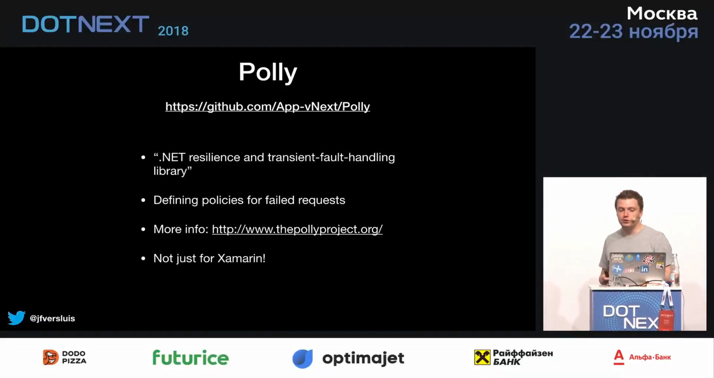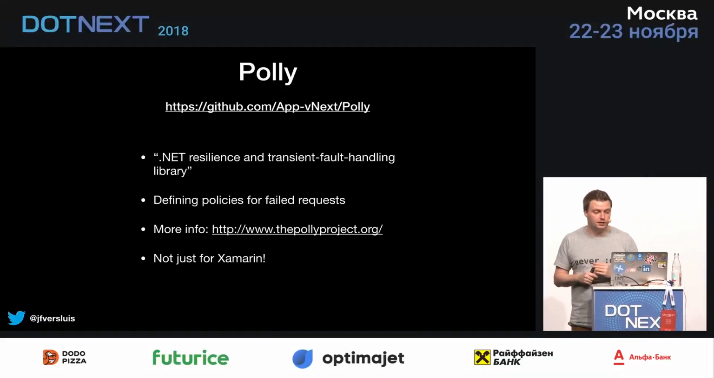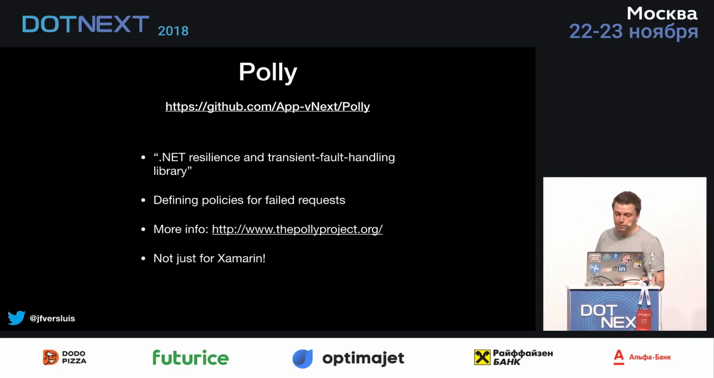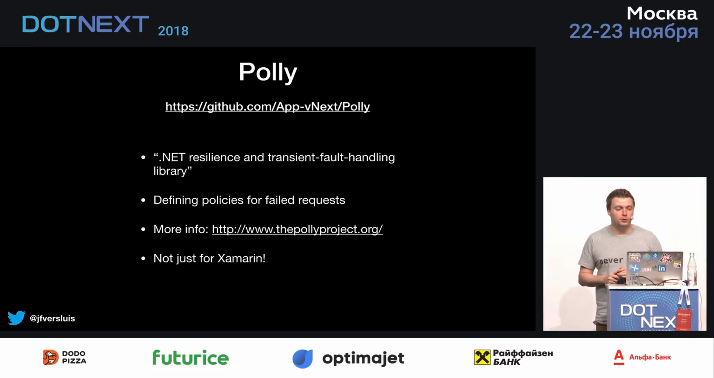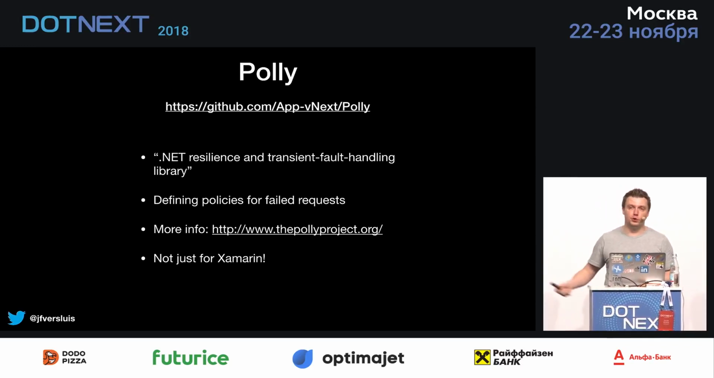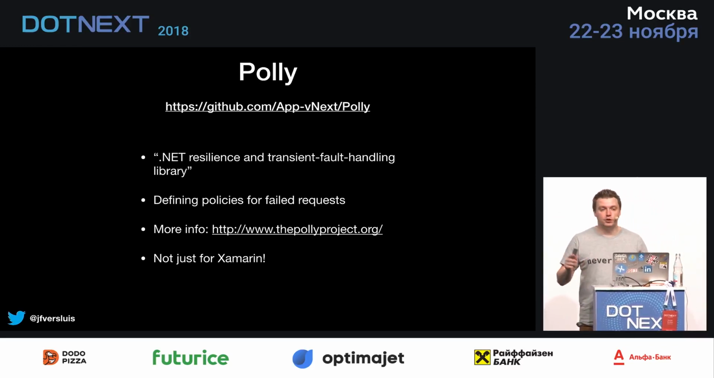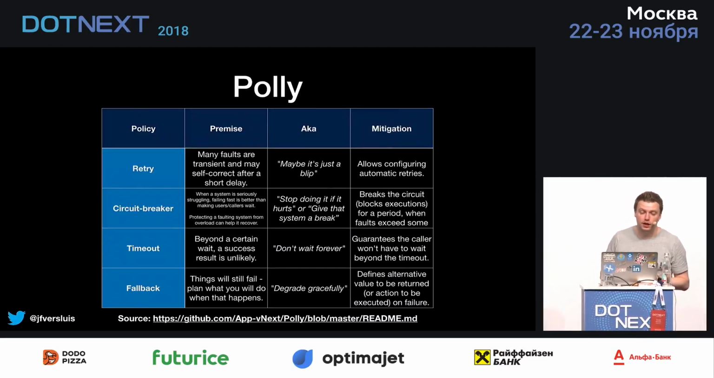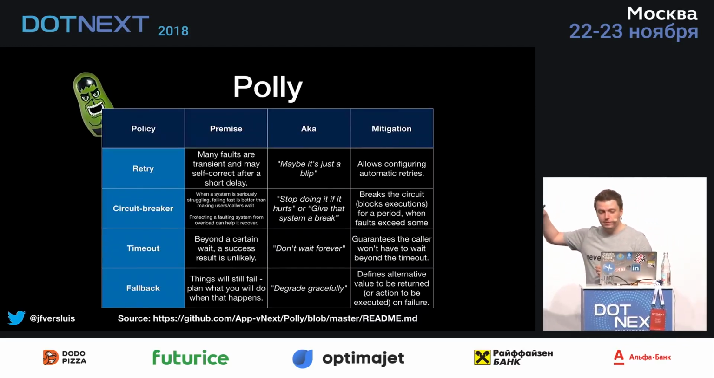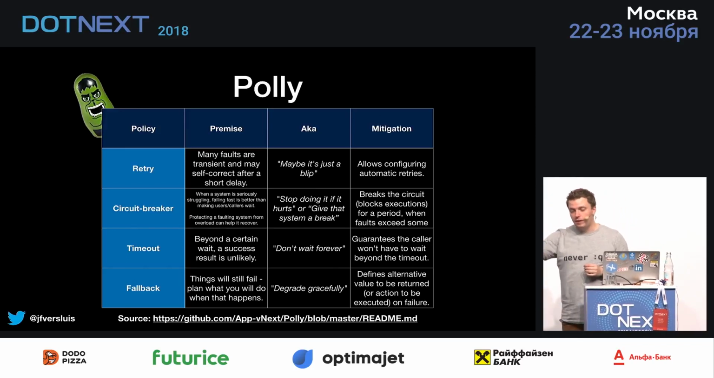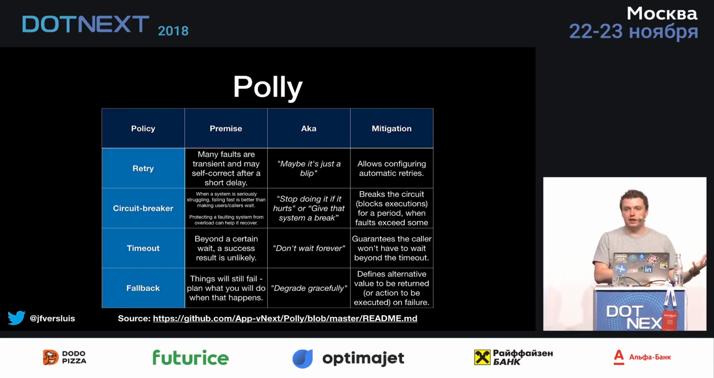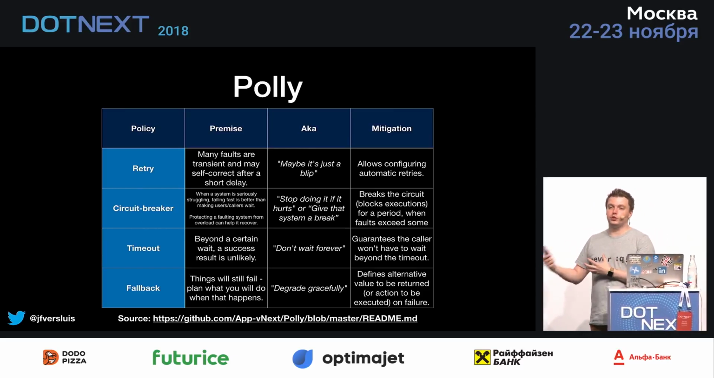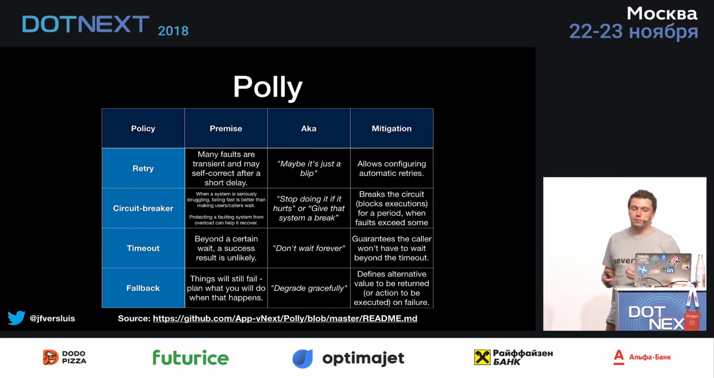There's a couple of strategies to do this, and a library that makes it very easy for you is Polly, derived from policies, and it will help you to define policies for failed requests or failed whatevers. And it's not just for Xamarin, you can use it in other applications as well. And here you can see this very, very bad slide with a lot of text on it. But there's a couple of policies like retry. So this is basically what I said. If a request fails, then you might want to retry again based on some conditions.